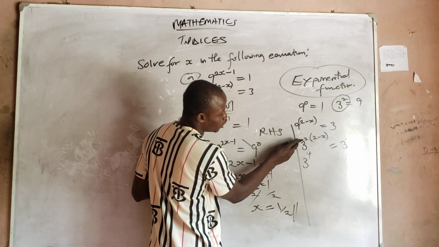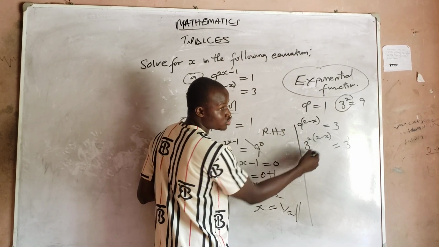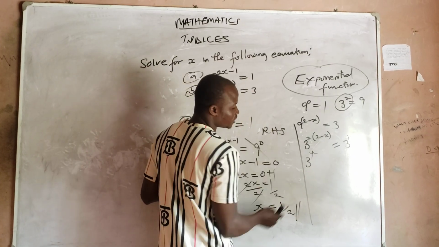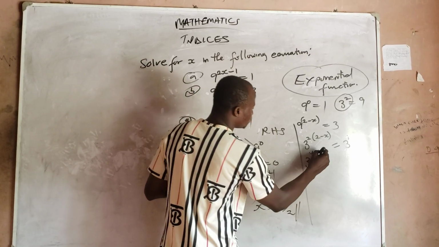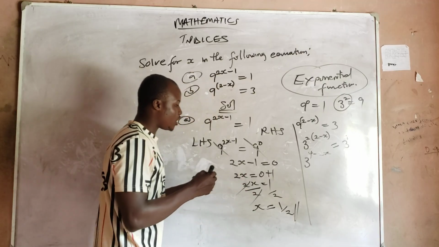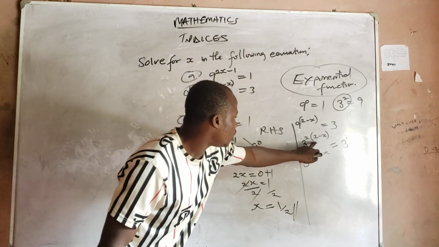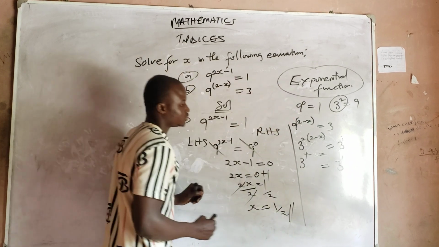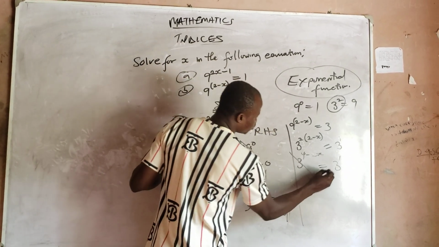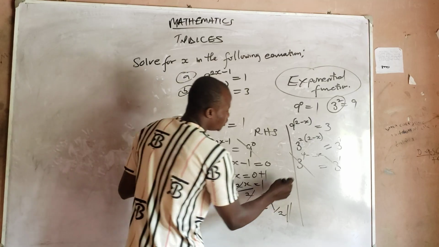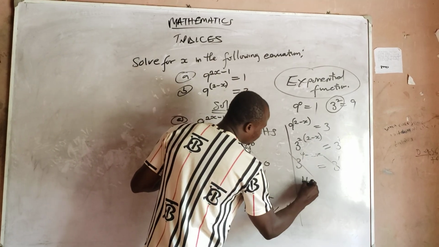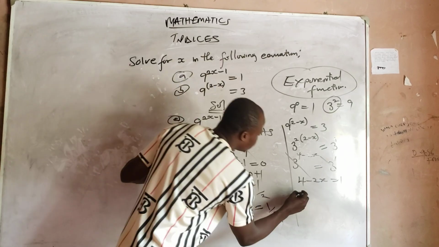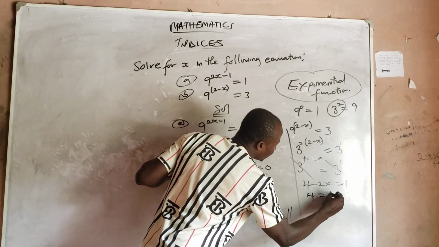Then this place is plus, right? Plus times minus becomes minus. So this is minus. 2 times x is 2x. So we have opened the bracket for the power. Then it is equal to 3 raised to the power of 1. Is that clear? Now, we can cancel the bases because they are equal. Then equate the powers. So we have 4 minus 2x is equal to 1.